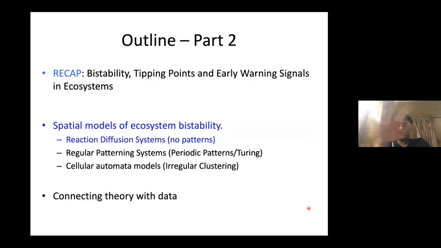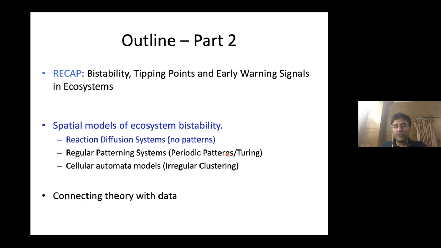So now to understand these kinds of systems, there are three classic approaches. The first two of them are both reaction diffusion systems. However, the distinction between the first and second comes from the fact that in the first system, there are no regular patterns. There is no patterning in the ecosystem. The system roughly appears homogeneous. The second class of systems are regular patterning systems.